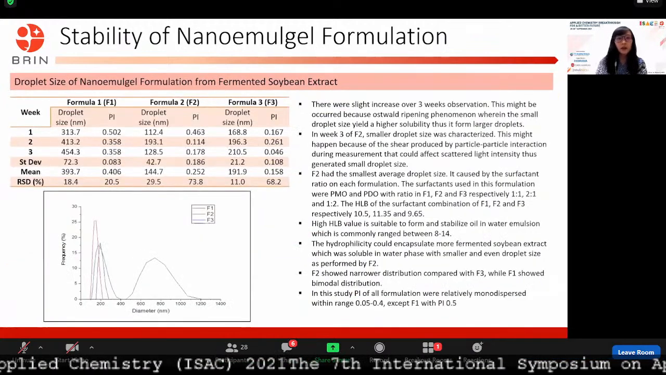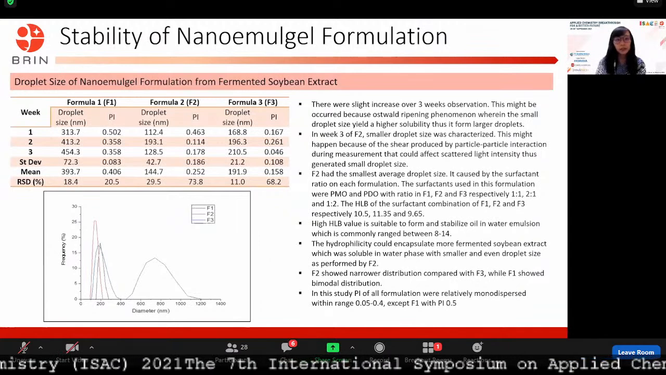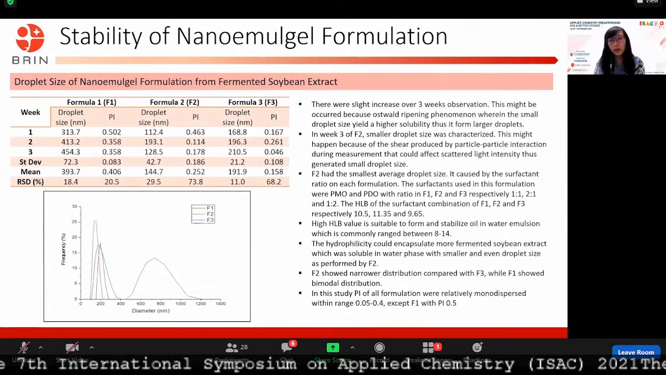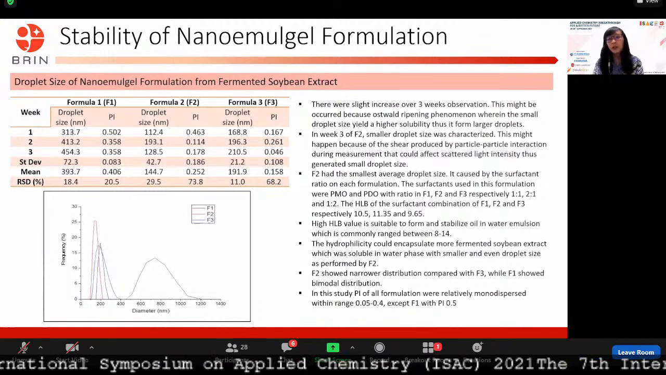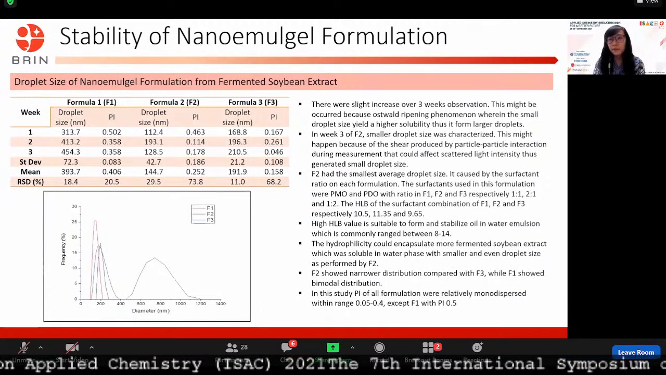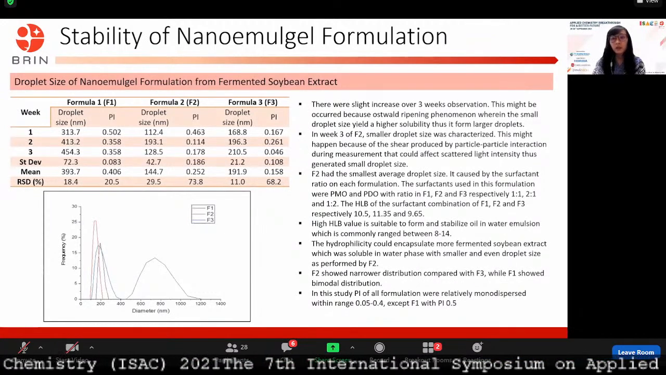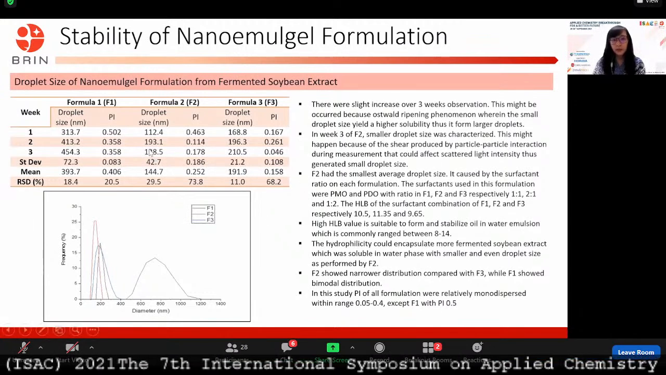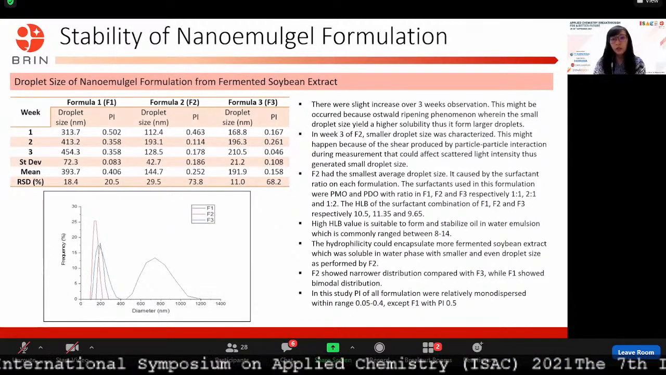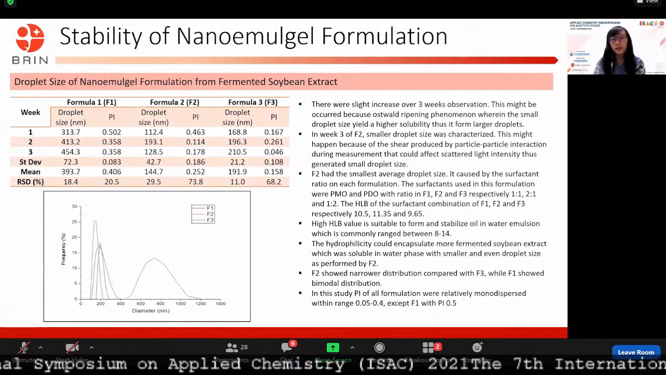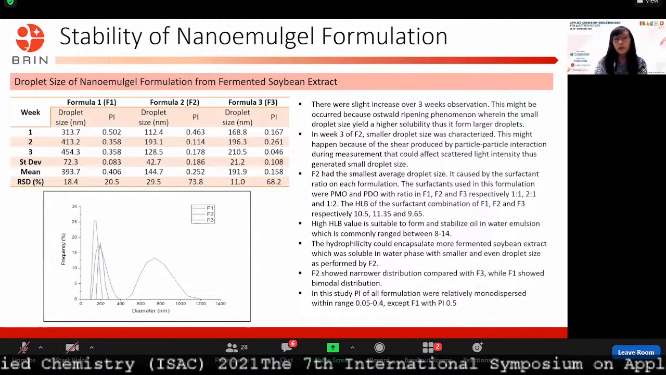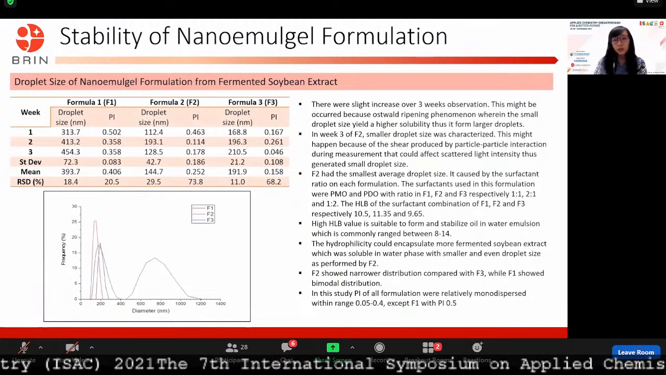This is the droplet size of the nano-emulsion formulation. As we see, there was a slight increase over the 3 weeks of observation. This might occur because of the Ostwald ripening phenomenon, wherein small droplets yield higher solubility, thus forming larger droplets. In week 3 of F2, a smaller droplet size was characterized. This might happen because of the shear produced by particle-particle interaction during measurement that could affect scattered light intensity, thus generating a small droplet size. However, F2 had the smallest average droplet size, which is caused by the surfactant ratio in each formulation.